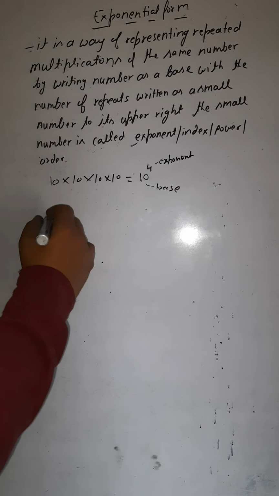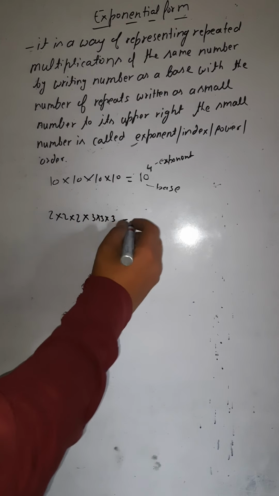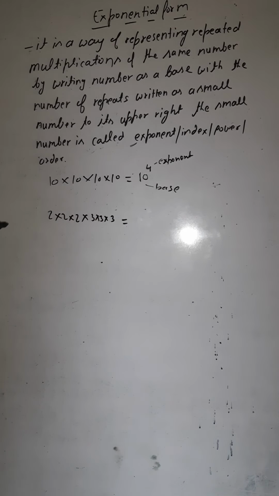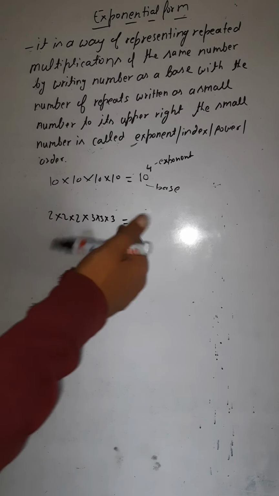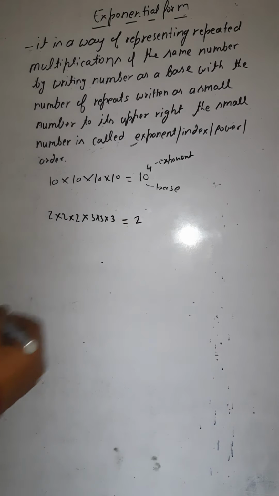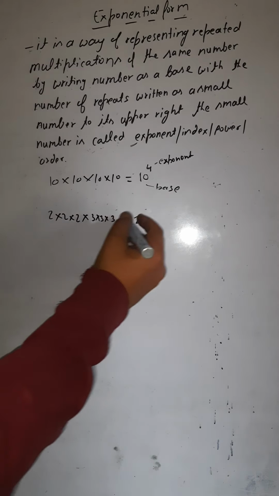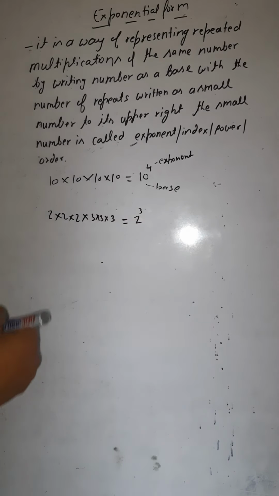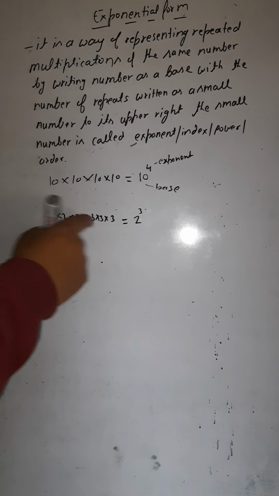Let's take one more example. I have the repeated multiplication of 2, and then the repeated multiplication of 3. How many times is the 2 being repeated? 2 you write as the base, and how many times it is repeated, 1, 2, 3, you write as the exponent. So 2 raised to the power 3. Then multiply.